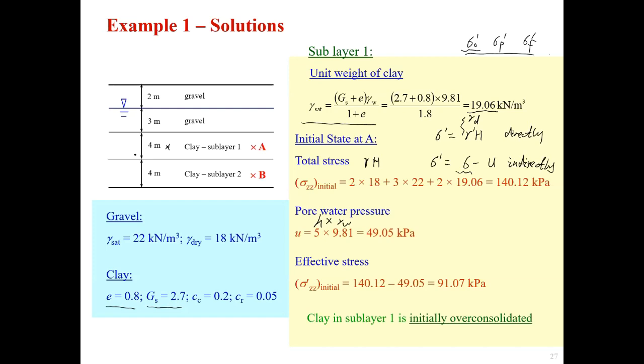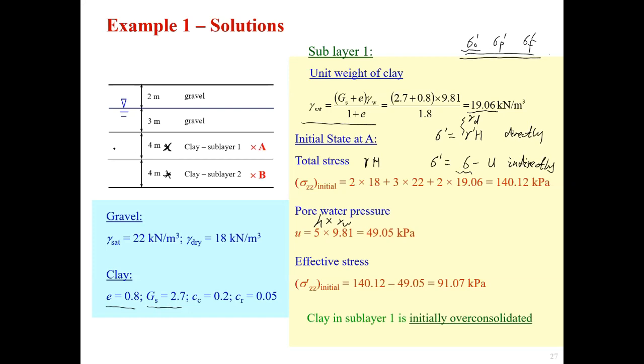Like, no. Instead of 5? No, because we try to work out the initial vertical effective stress, the final effective vertical stress, and the pre-consolidation pressure at the 2 sublayers. So we only need to calculate the middle point of each sublayer separately.